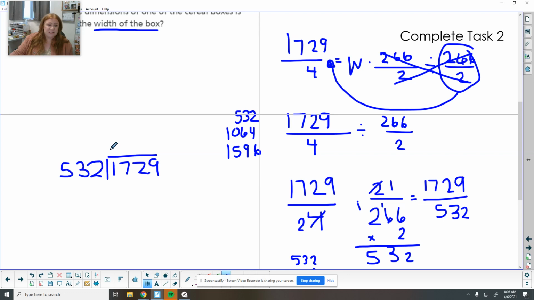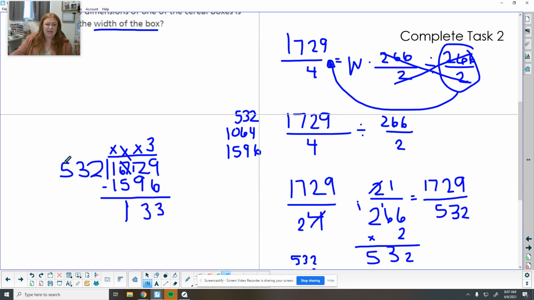So 532 can't go into 1, can't go into 17, can't go into 172, but it can go into 1729, 1, 2, 3 times. 3 times 532 is 1596. So let's subtract here. 9 minus 6 is 3. We need to borrow. 12 minus 9 is 3. 6 minus 5 is 1. So we are left with 133.